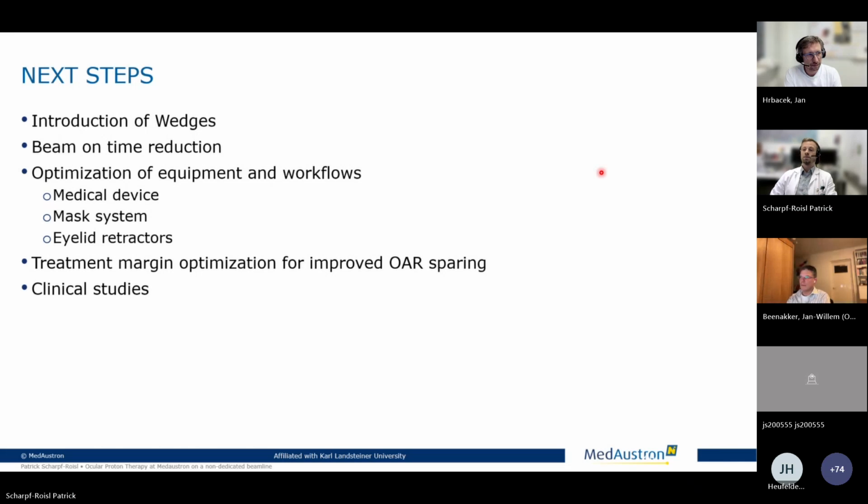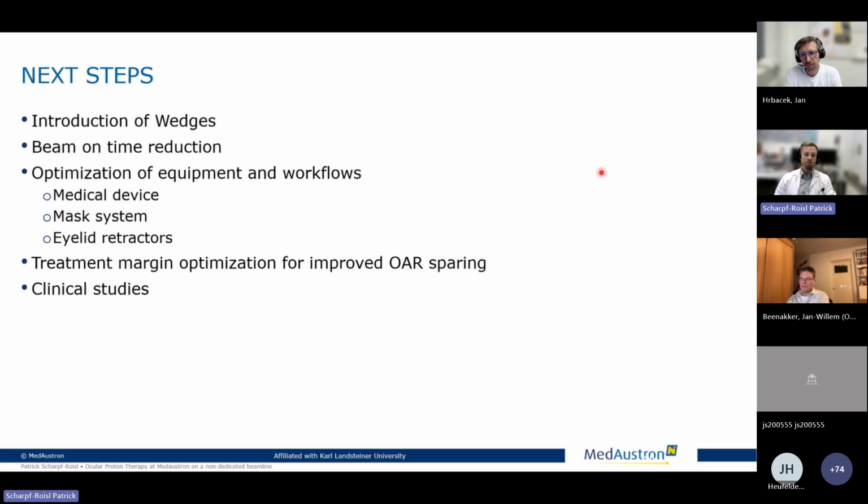Of course, what we also want to do is to optimize our treatment margin to improve organ at risk sparing. At the moment, we're using 2.5 millimeters, which is a historical value. There are a lot of nice publications, also from the Essen group, on the feasibility of these 2.5 millimeters. But of course, we're striving towards a more fitting approach for our system. So we would like to further look into the options that we have, especially using this image guided approach and so on, to maybe at least reduce the distal margin for better organ at risk sparing.